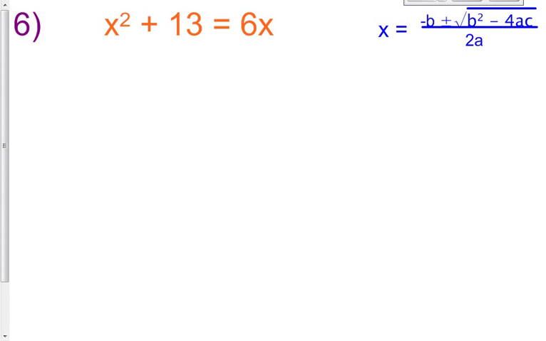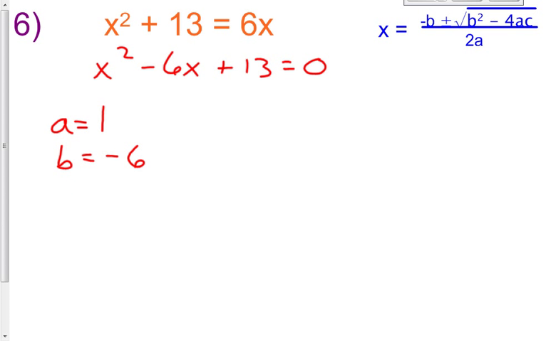To put it into standard form, x squared, you would subtract the 6x plus 13 and make sure you put it in descending order, because that'll change your a, b, and c values. So your a value is the number in front of x squared, your b value is the number in front of x, and your c value is the constant term. So make sure you're very careful when doing that.